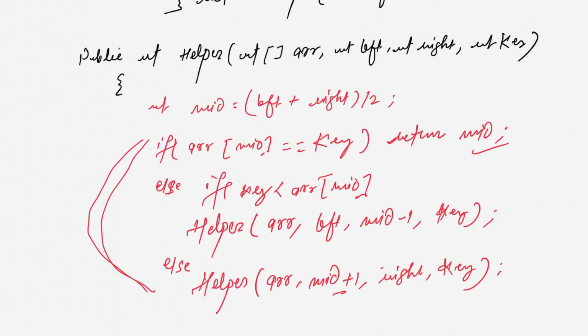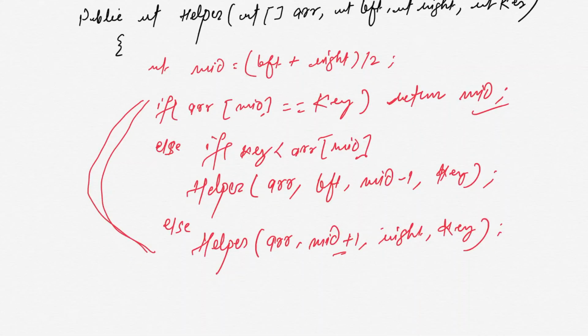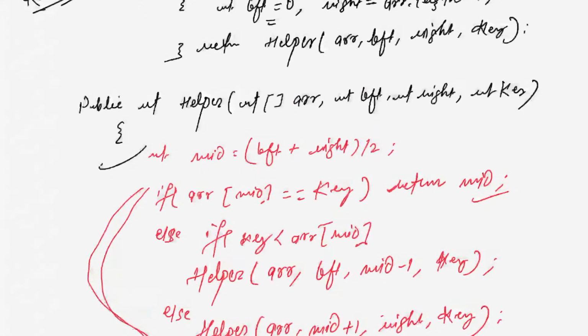So this is all about the recursion. But we need to stop this recursion somewhere, right? So we need some base conditions. So here we need to write the base condition. So what could be the base condition?